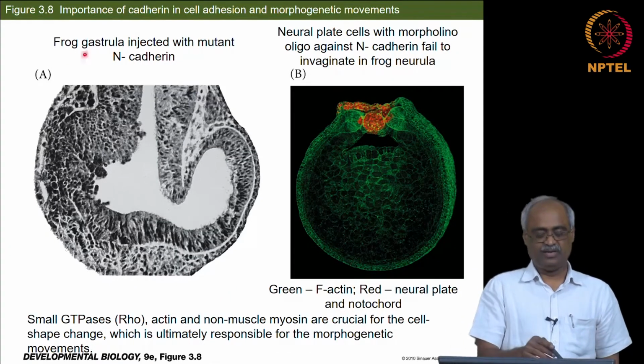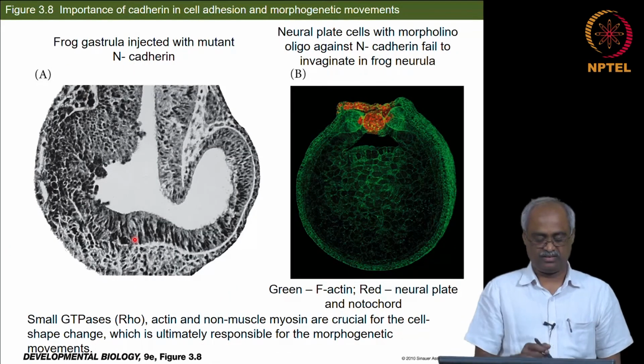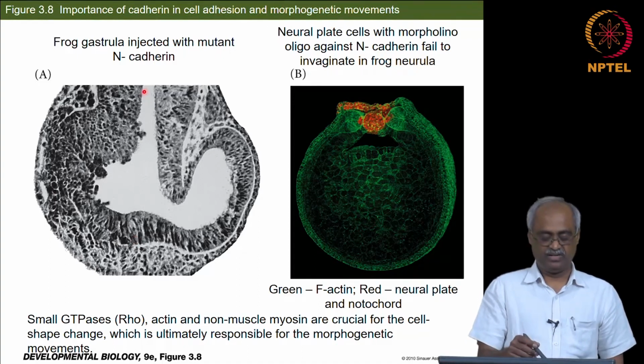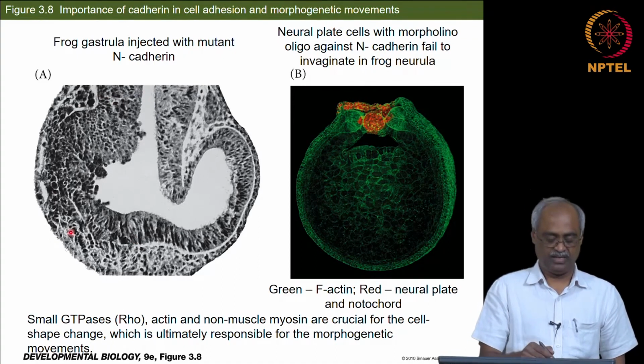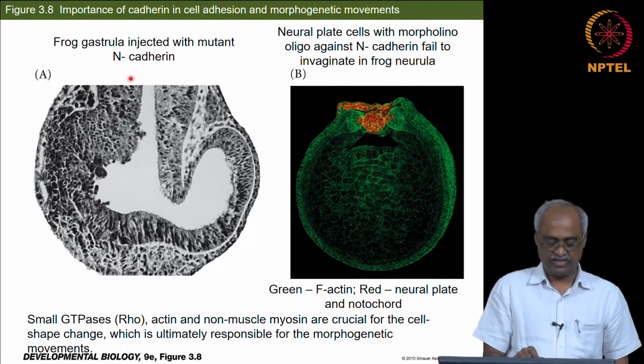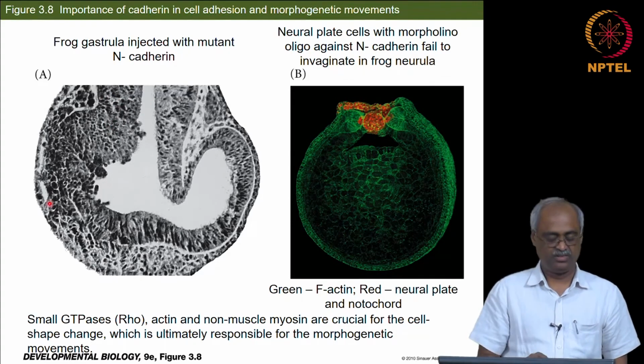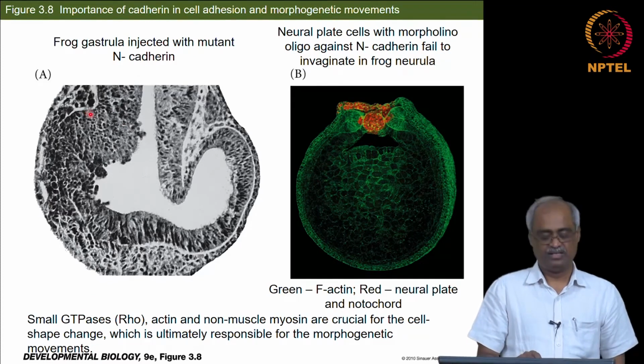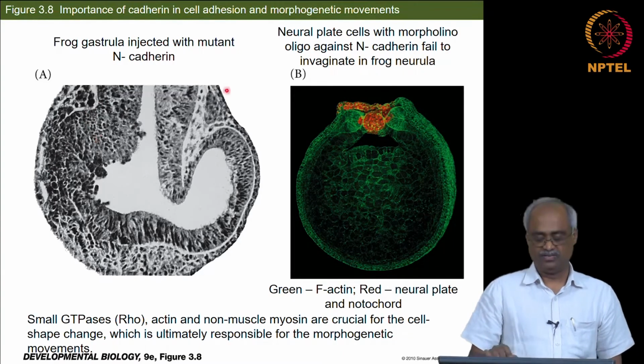This is a frog gastrula, an early stage, earlier than that mouse cross section we saw. Here, the expression of N-cadherin in this half of the embryo is prevented. As a result, the epidermal and neural cells do not separate and they remain mixed, while here they separate neatly, and the epidermis goes outside.